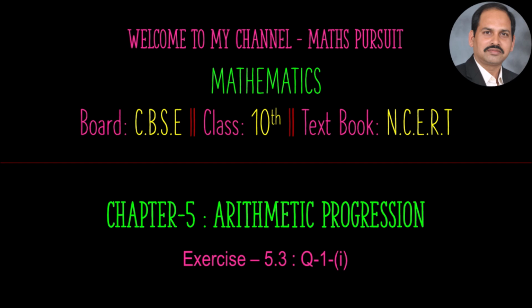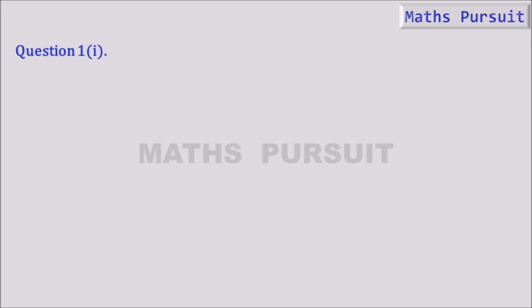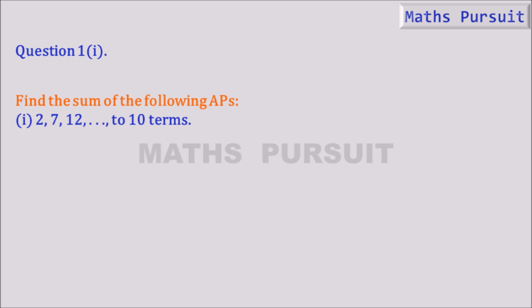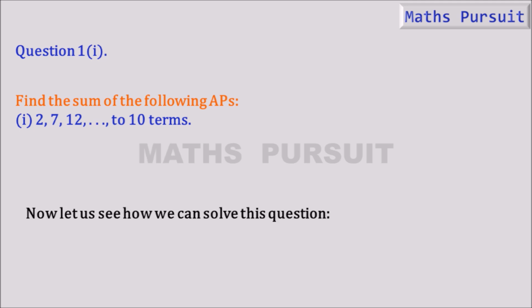Today we are going to look into exercise 5.3 question 1 bit 1 from chapter 5 called arithmetic progression. So let's see what exactly is given in question number 1 bit 1. It is given that find the sum of the following APs. The given number sequence is 2, 7, 12 up to 10 terms. Guys, this question looks to be really very easy one. We just need to find out the sum of the given number sequence up to 10 terms. Now let us see how we can solve this question.